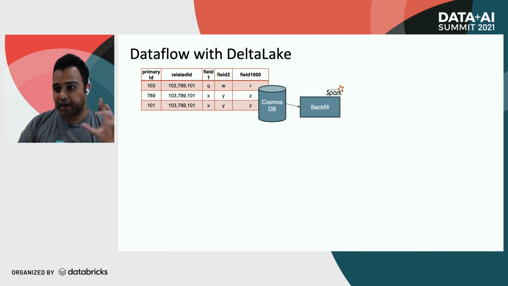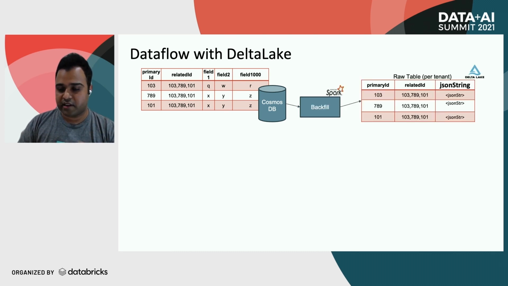We have a batch process to backfill data till a time boundary. So we write it to a DeltaLake table. Let's call it the raw table for all facts and purposes from now. A very important distinction between what you see on the left-hand side and the right-hand side is that the primary ID and related ID are maintained, but all the fields 1 to 1000 and more have disappeared into a column called JSON String.